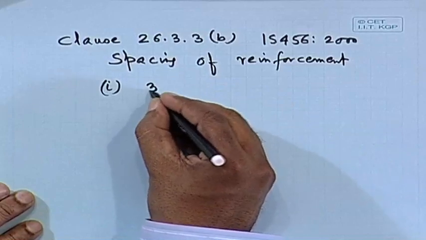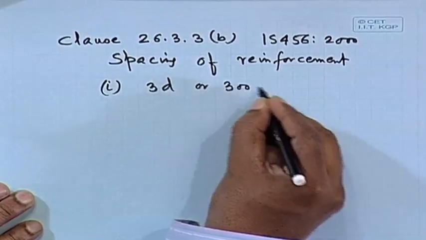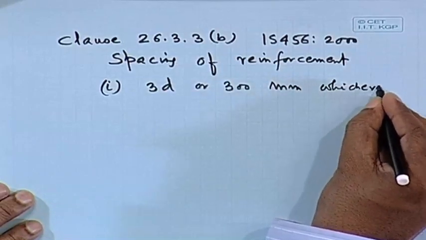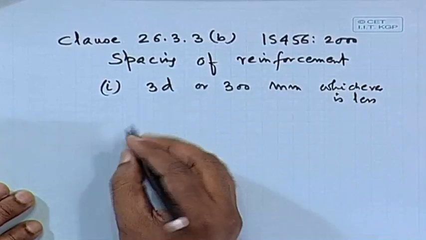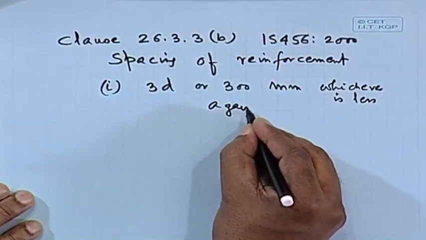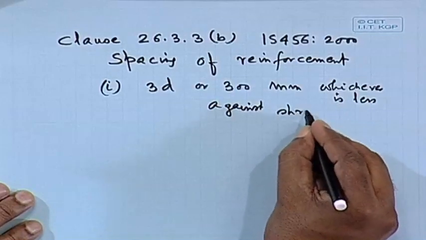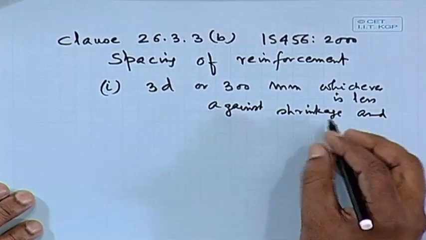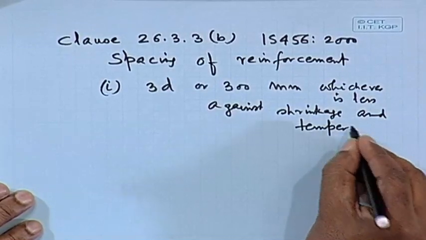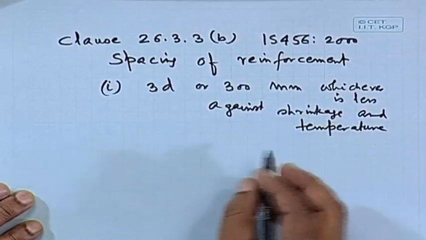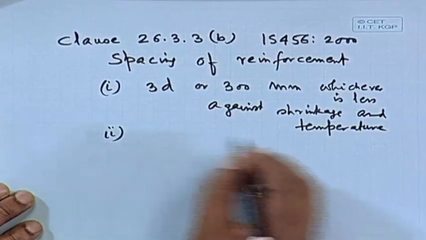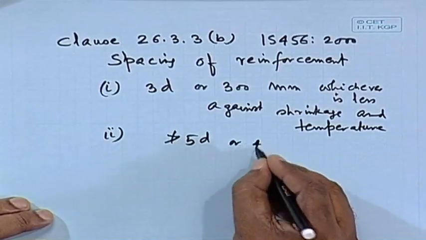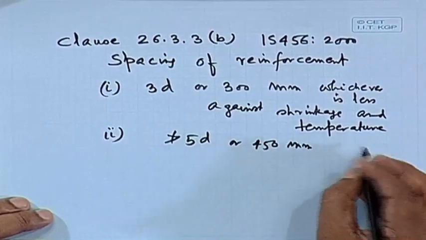There are two cases: 3D or 300 millimeter, whichever is less. This is also including shrinkage and temperature. There is another one, number 2, this is also including shrinkage and temperature, that is your 5D or 450 millimeter, whichever is less.